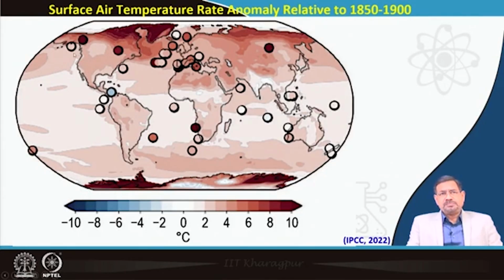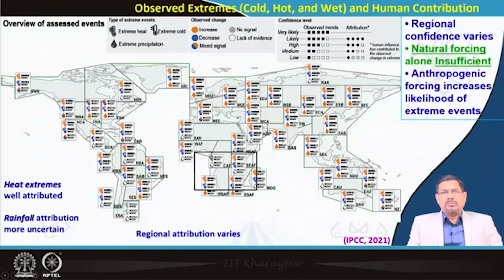Now, here, if you see the surface air temperature rate anomaly, this is the deviation from the mean, shown between minus 10 to 10 degrees centigrade. You can see various places have various rates of increase. On both sides of the higher latitudes, on either side of the pole, there is a very high rise in temperature. That is the rate of change, or the rate anomaly in comparison to the pre-industrial time period.